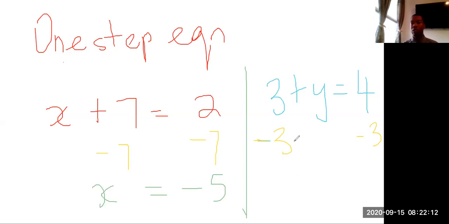So 3 minus 3 is 0. So it's going to be 0 plus y. So I'm left with y equals 4 minus 3, which is 1. So my answer is 1.